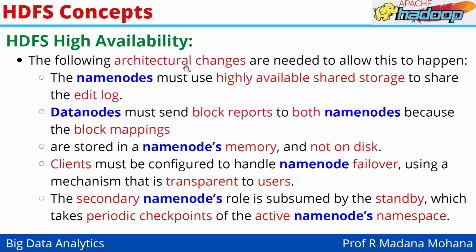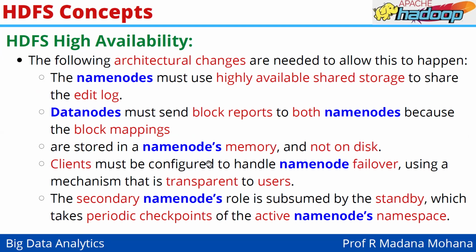The following architectural changes are needed to allow this to happen. The first one is that the name nodes must use highly available shared storage to share the edit log. The data nodes must send block reports to both name nodes because the block mappings are stored in a name node's memory and not on disk.